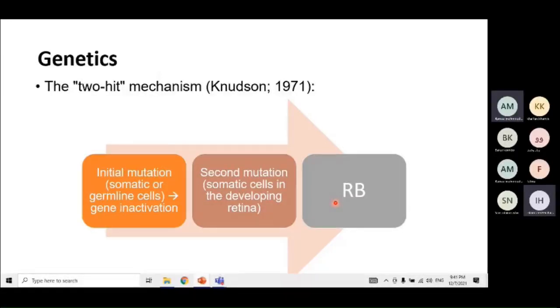So each gene has two alleles, two sites of presentation on the two chromosomes that are present in the nucleus. So we have two copies of the tumor suppressor genes. Both of them need to be inactivated so that the retinoblastoma will happen. So we have a first hit of one of the alleles, then a second hit of the second allele, and these two hits will lead to uncontrolled division of the cells and development of retinoblastoma.